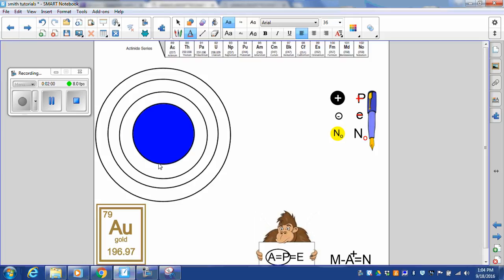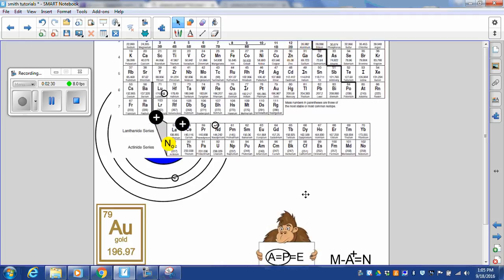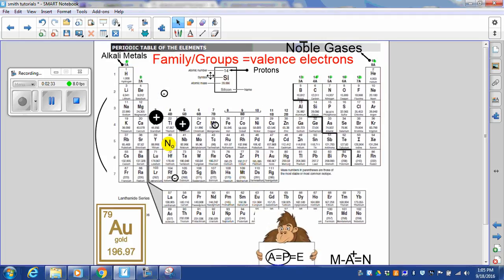So let's take a look here. We know that protons and neutrons are inside the nucleus. We know that electrons are in the electron cloud. What element is this? I can identify it by the number of protons. When you get a picture, 1, 2 protons. Look at the periodic table. Protons is atomic number. So 2 protons, that would be a helium atom right there.